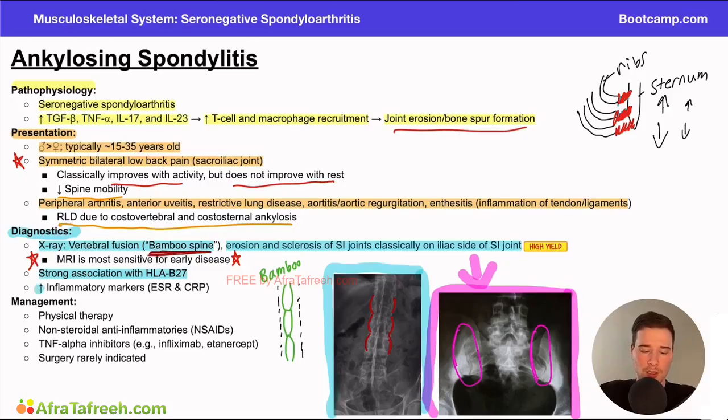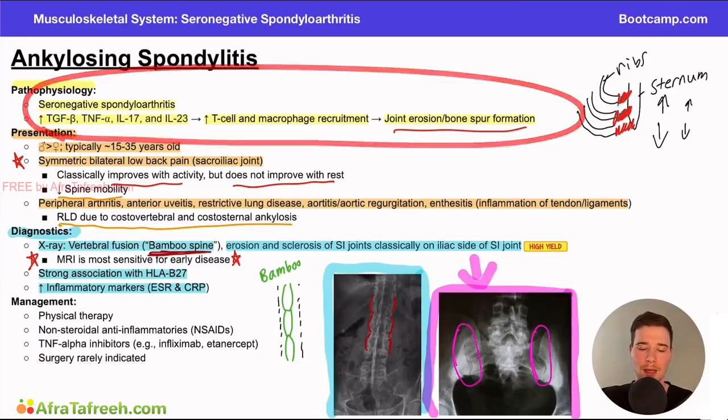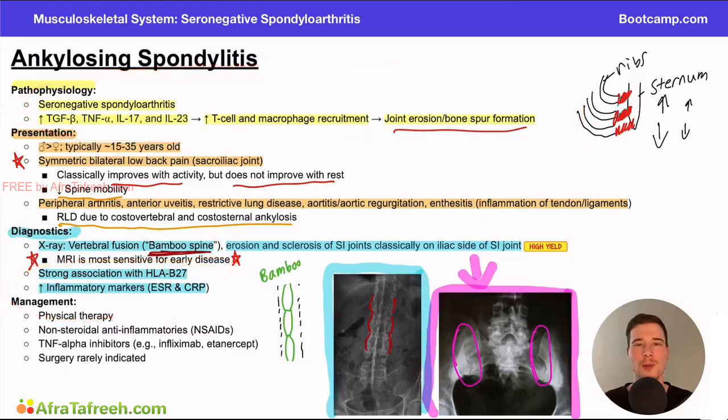Additionally, they'd like you to know that this is associated with increased inflammatory markers. Again, we want this to make sense to us. We won't have to memorize too many things. If we have a process that leads to increased inflammation in the body, which this is, we talked about up here, it makes sense then that we'd have increased inflammatory markers as well.